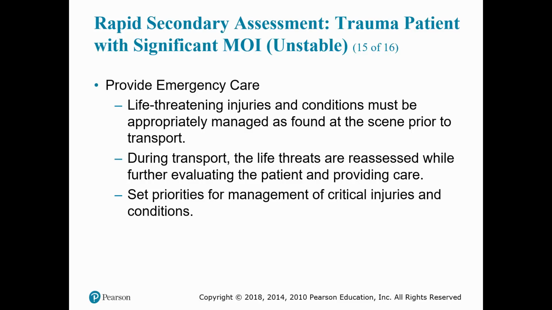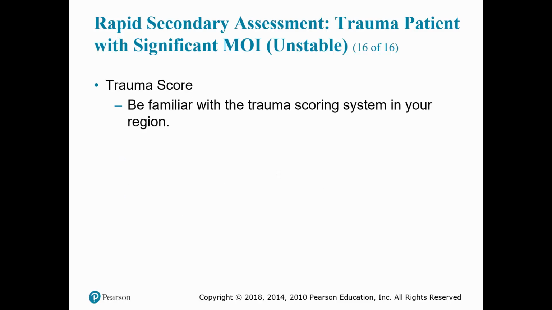Trauma score criteria. Be familiar with the trauma scoring system in your region. The major components of the trauma score are respiratory rate, systolic blood pressure, and the Glasgow Coma Scale score. Now, the trauma score and the Glasgow Coma Scale score are not the same thing. You want to report and document the findings of the revised trauma score. This information is very useful to the receiving facility for purposes of reassessment.